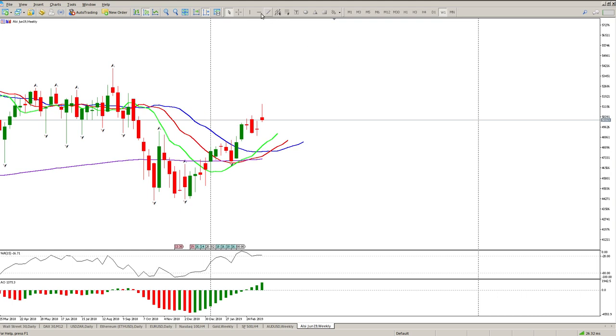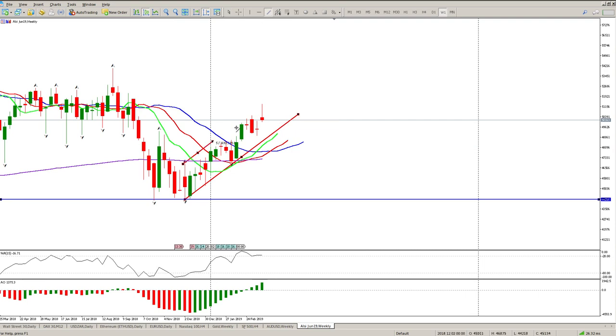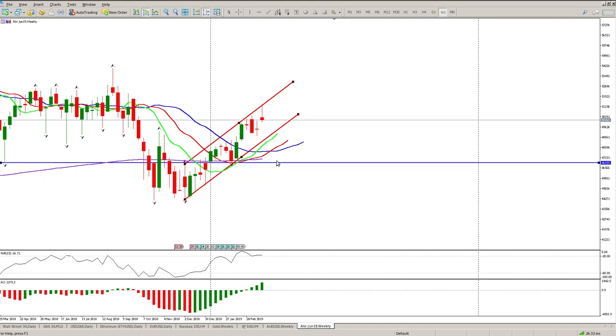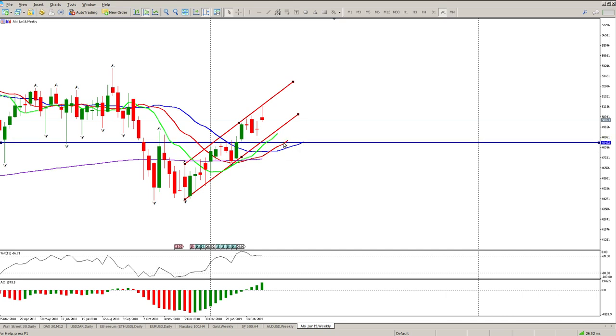Okay, so let me just put the levels in here so you can see what I'm talking about. So there's the bottom of the channel, and there is the top part of the channel. Okay, so obviously we're looking for a break below here, and that level is pretty much going to be somewhere around 48,450. Okay, so just bear in mind, it could actually just fall to the bottom of the channel, find some support, and then back up again.